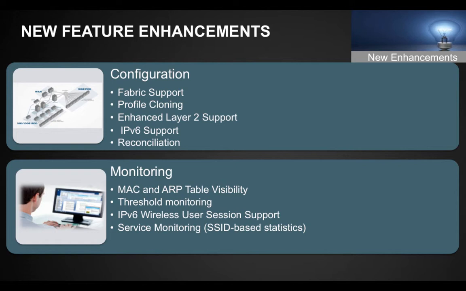Here are the new features we have added in each category. In configuration, we have again added support for QFabric. The tool now allows you to configure a QFabric system. Then we have added support for profile cloning. Profile cloning is nothing but, if you have configured a profile and want to use the same profile for some other devices, you can just clone that profile. With the support of EX9200 as well as EX4300, Network Director now allows you to configure these devices using Enhanced Layer 2.